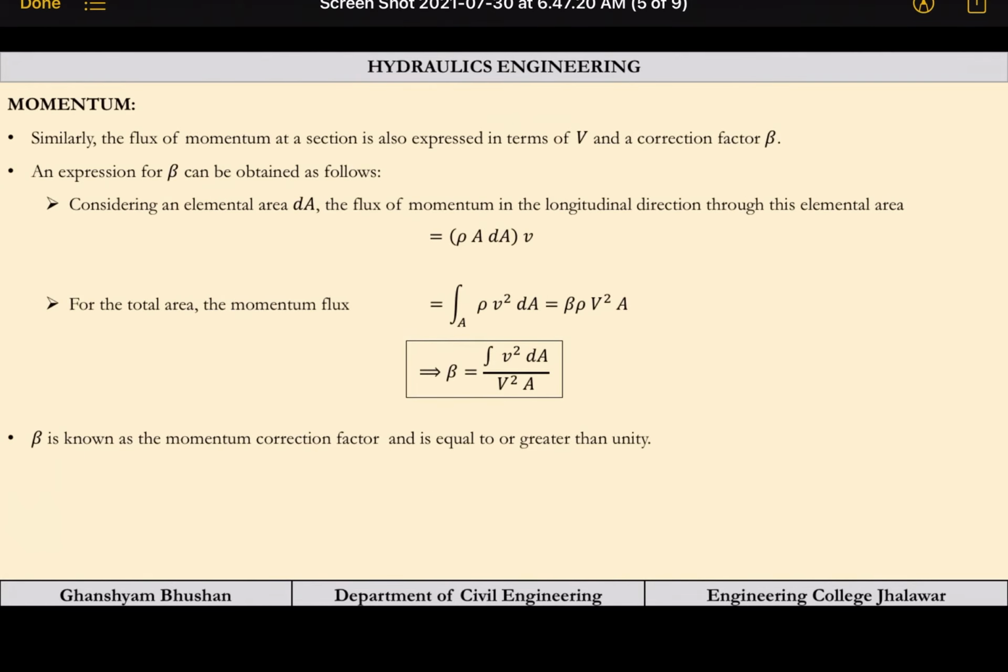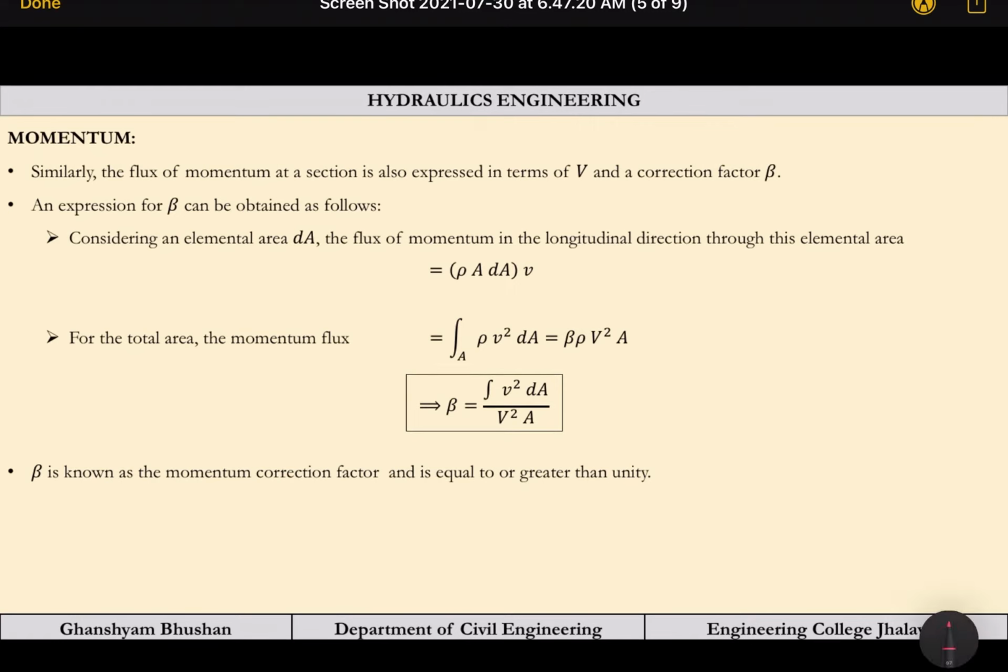Now let us see about the momentum, how momentum will be there. So similarly, the flux of momentum at the section is also expressed in terms of mean velocity and a correction factor beta, and the expression for beta can be obtained as follows. So the momentum flux will be, what is momentum?